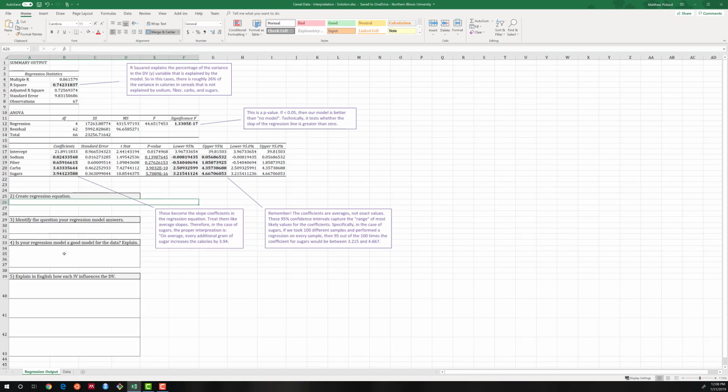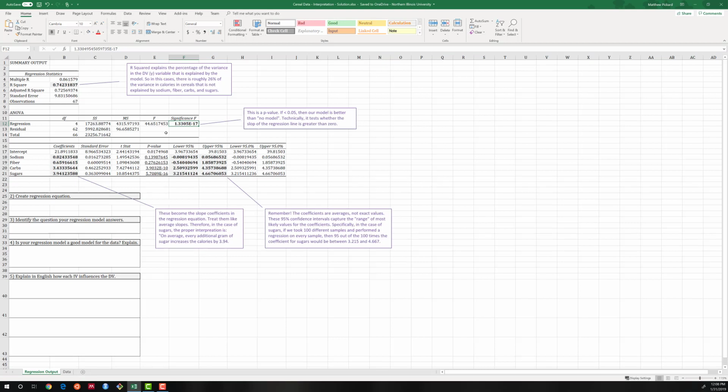And whenever I get an output from Excel, the first thing I check is I come right here to this significance F. Now you should understand that this is a p-value. I don't know why Excel chose to call it a significance F. But like all p-values, the general rule is we're looking for this to be less than 0.05, or less than 5% chance. And what that means is if it's less than 5% chance, that means that our model is better than no model. And by that I mean it's better than just using the mean of the data, the mean calories, to estimate the calories in the cereal.